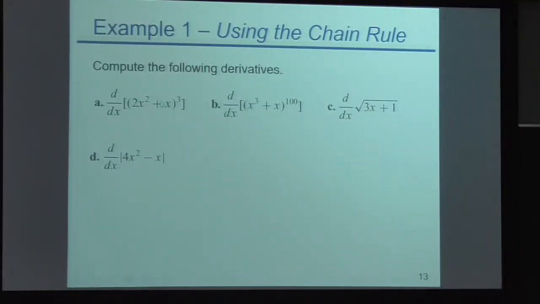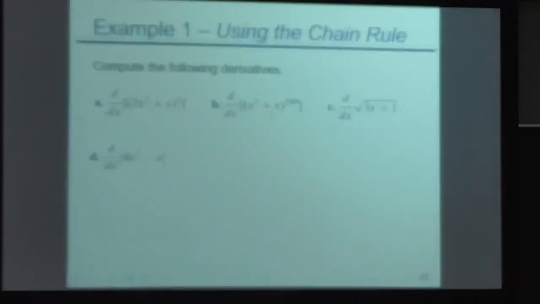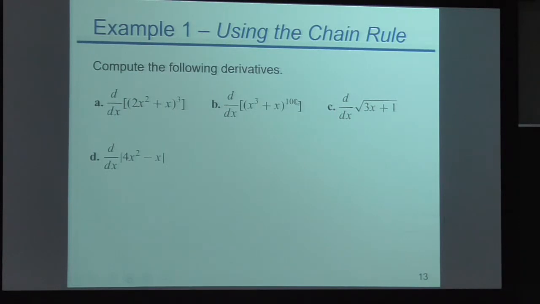Okay, let's see if they give us an example. Okay, how about this one? So, again, what rule are we going to have to use? The chain rule, so we have to see that there's an outside function and an inside function. So what's the outside function? Raising something to the 100th power. And what's the inside function? X cubed plus x, right? So the chain rule is going to say take the derivative of the outside, which is what? 100 something to the 99th power, right?